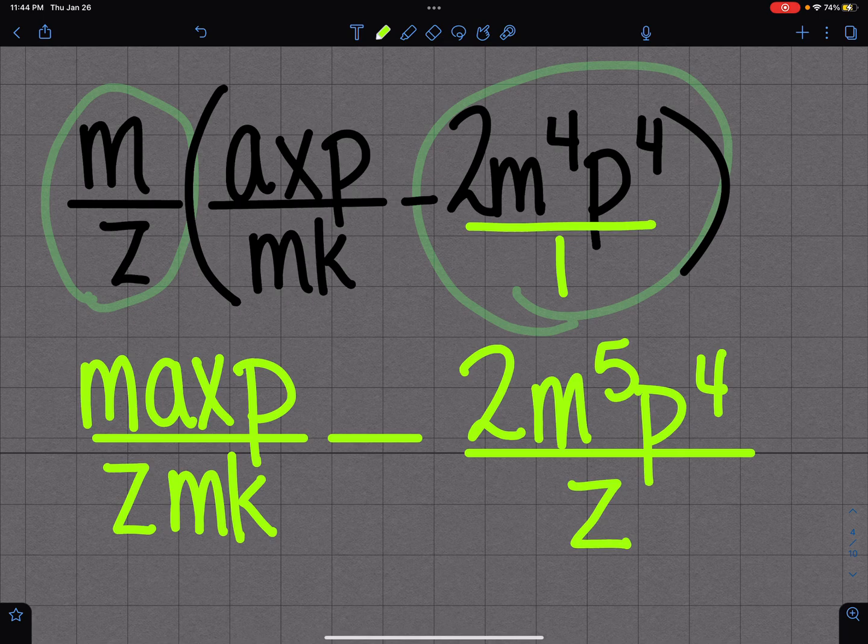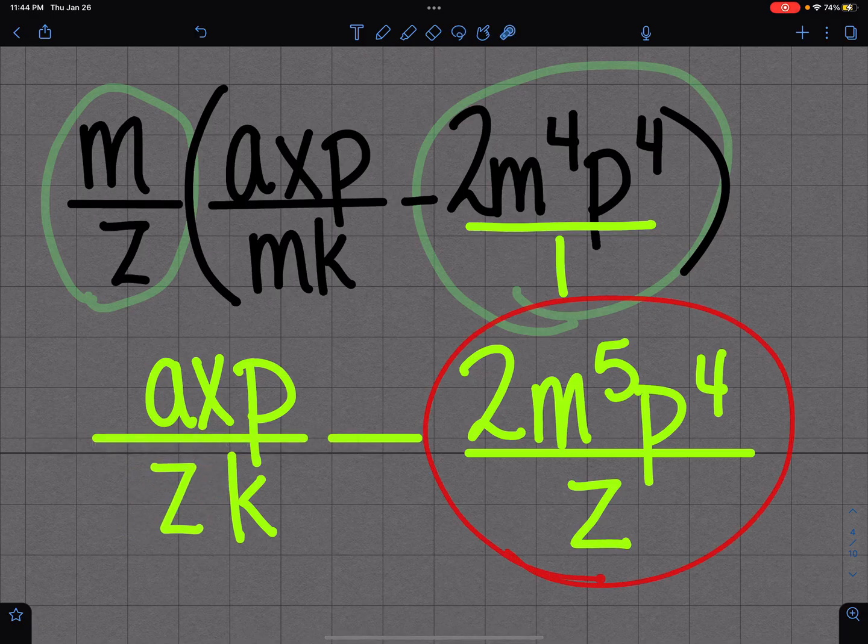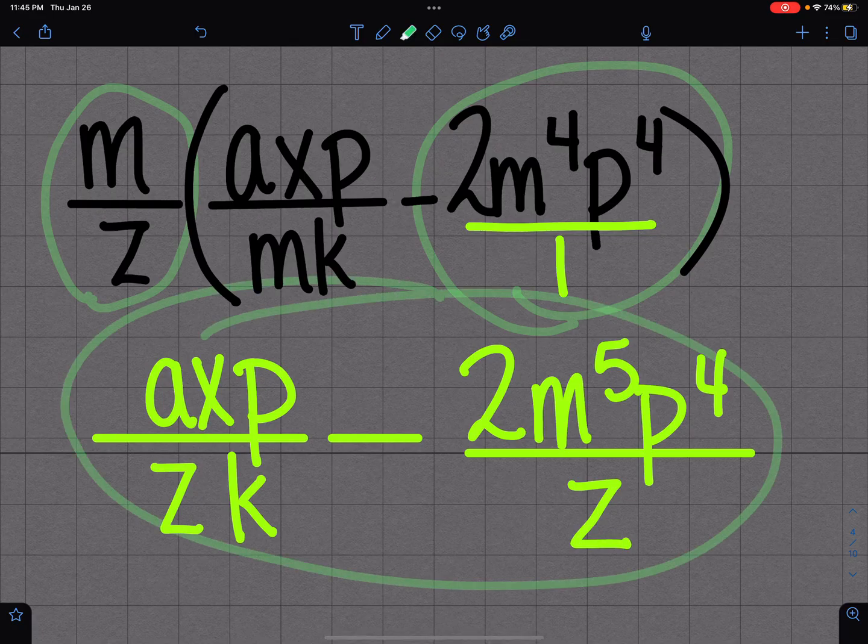Now we did the multiplication. So first we multiply, then we simplify. Is there anything that can be canceled out? I have to look at this term. Is there anything that's the same on the top and the bottom? Oh yeah, there's an m. There's 1 m on the top and 1 m on the bottom, so they cancel each other out. What about this term? Is there anything that cancels out? No, there's nothing that's the same on the top and the bottom. So I'm going to leave that as is, and that means this is the final answer.